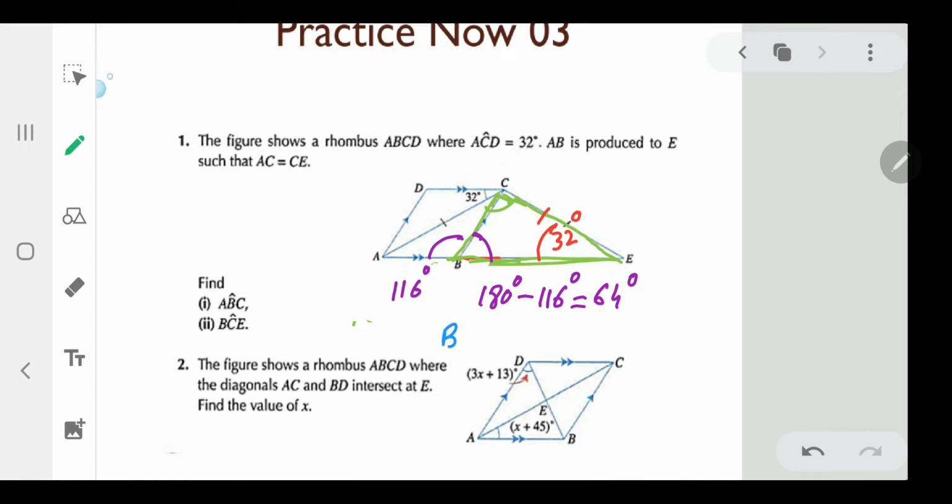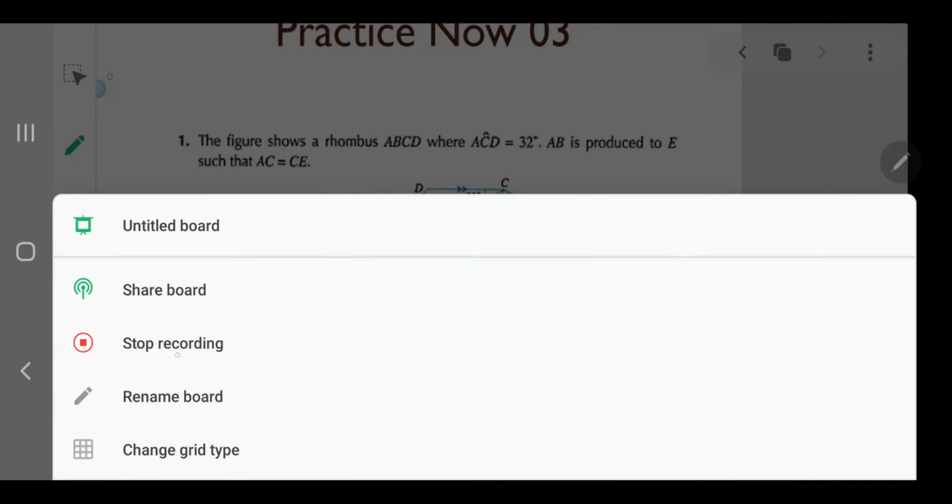Now the angle BCE, right? This angle will be 180 degrees minus 64 degrees minus 32 degrees. The answer will be 180 minus 64 minus 32. This is equal to 84. The answer for BCE is 84 degrees. Now we have calculated the values of part 1 and part 2.